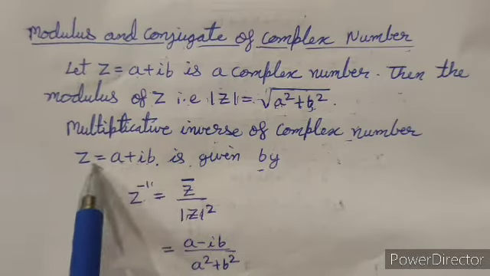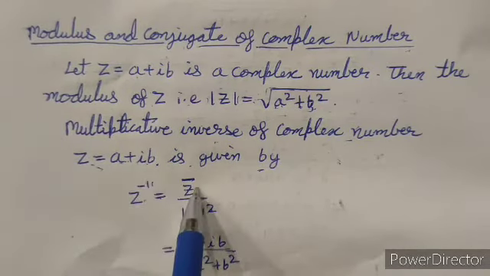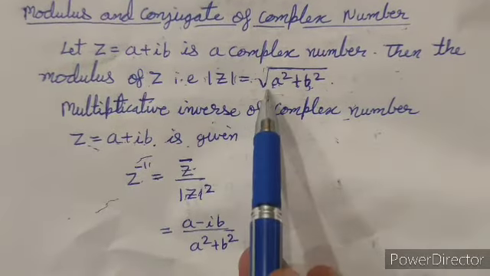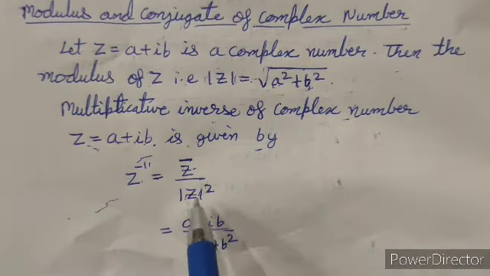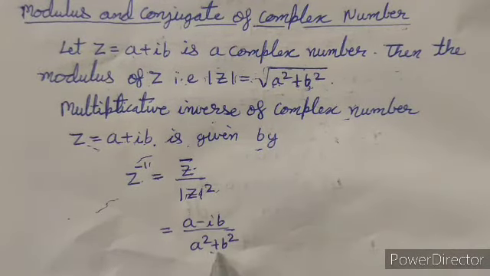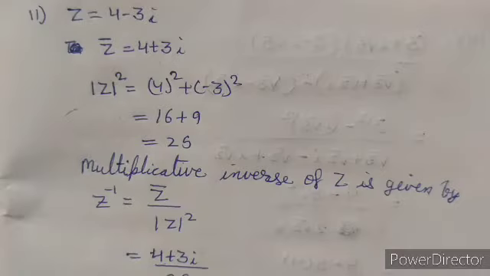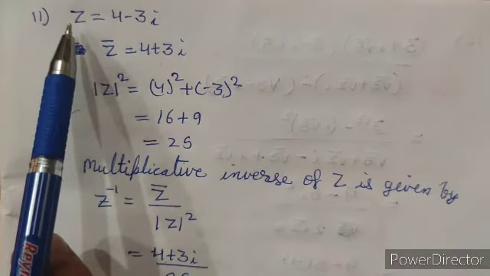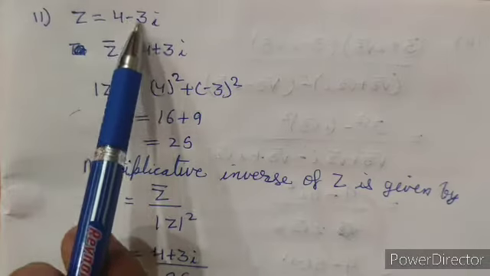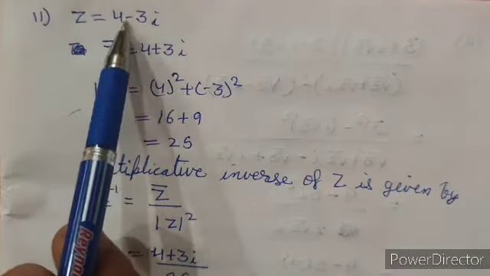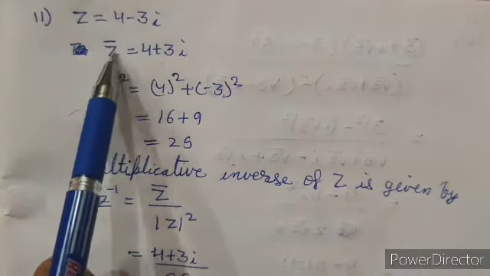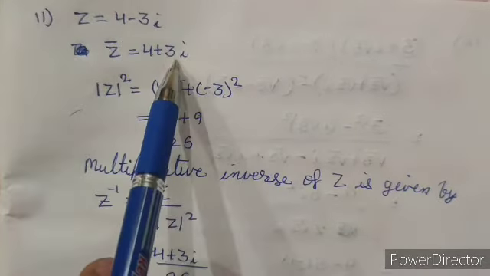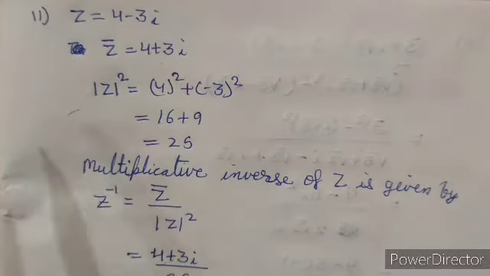Now, as you know, here z is equal to a plus ib, so conjugate of z will be equal to a minus ib, and modulus of z is equal to root a square plus b square. Therefore, modulus of z square will be equal to a square plus b square. Now, in question number 11, we have to find the multiplicative inverse of the complex number 4 minus 3i. So let z is equal to 4 minus 3i. So conjugate of z will be equal to 4 plus 3i. We will change the sign of the imaginary part to find out the conjugate of a complex number.